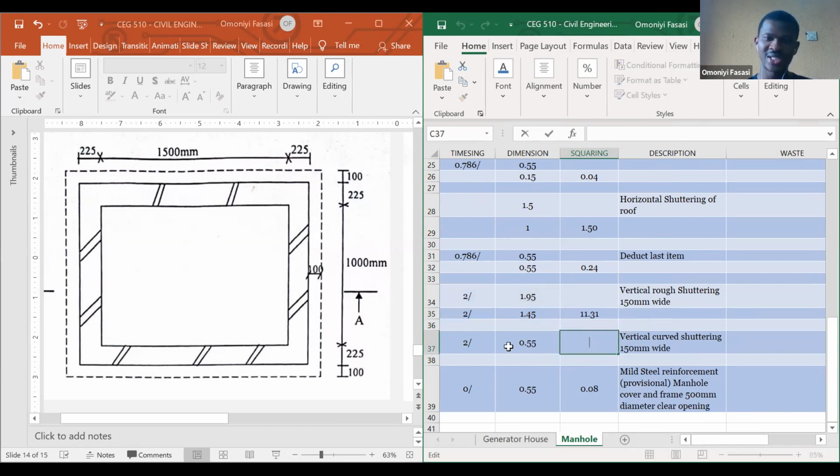And this one is just going to be this times this. How come I forgot to do it? It's just going to be 0.5 times this one. Do you get this one? This one is vertical curved shortening. So you just do, where is it now? What is it? B37 times A37.